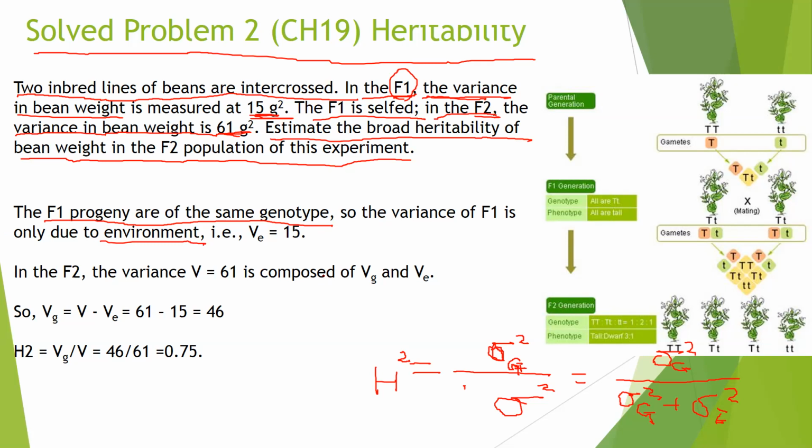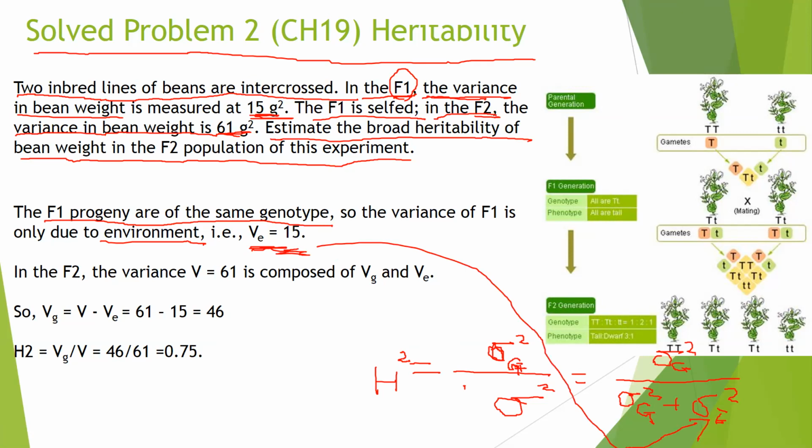So this is the key point. The problem gives you enough information, but you need to identify that information to help you answer the question. F1 progeny have identical genetics, so any observed variability in F1 progeny cannot be explained by genetic differences because they are identical. The variability in phenotypes observed in F1 progeny is solely explained by environmental factors, which means the variance VE equals 15. So that's part of this, okay?